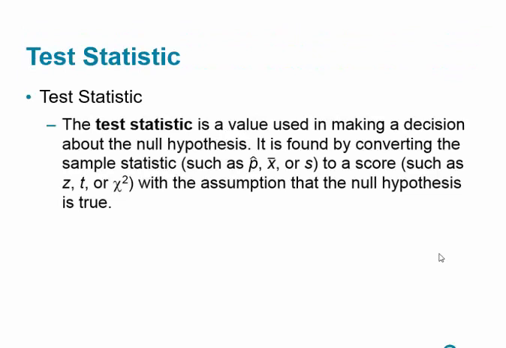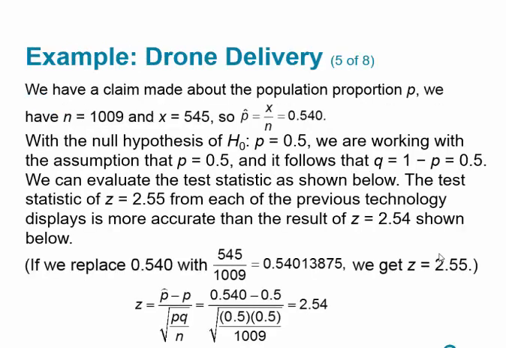Test statistic. The test statistic is a value used in making a decision about the null hypothesis. It is found by converting the sample statistic, p hat, x bar, or s, to a score such as z, t, or chi-square, with the assumption that the null hypothesis is true. The default setting is that the null hypothesis is true. So we have a claim about the population proportion P. We have that n is 1009, x is 545, so p hat is 0.54. With the null hypothesis of P is equal to 0.5, we're working with the assumption that P is equal to 0.5. And it follows that q is equal to 1 minus p, which is also 0.5. Now we can evaluate the test statistic as shown below.